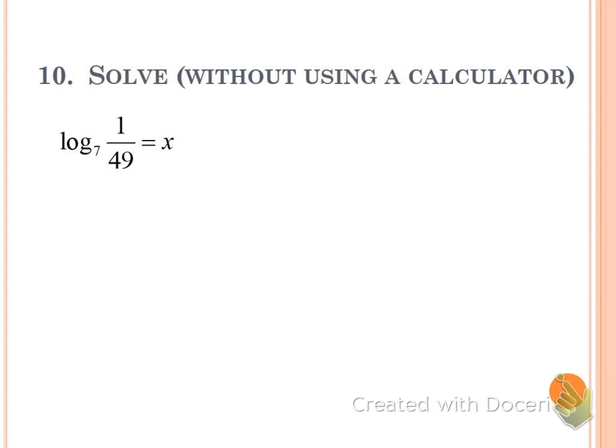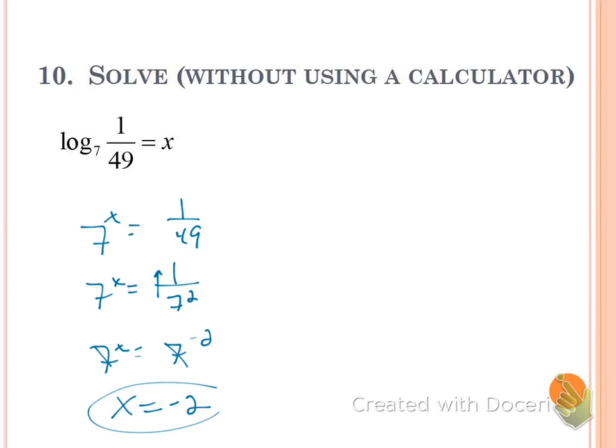Next. Still solving without a calculator. Again, rewrite this in exponential form. So, base stays base. This is base 7 raised to the x power equals 1 over 49. And now, again, we're back to our exponential equation. How do we solve that? Well, the 49 we can definitely rewrite as 7 squared. But I need that 7 to come up to the numerator so that my bases are exactly the same. And now we get x equals negative 2. Okay?